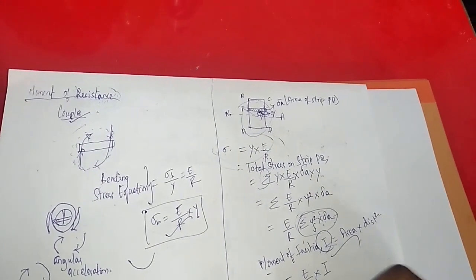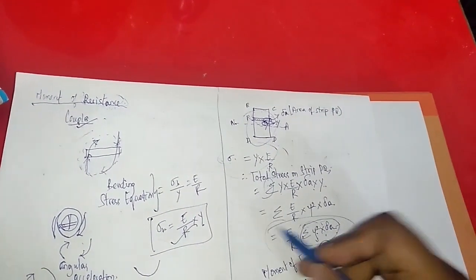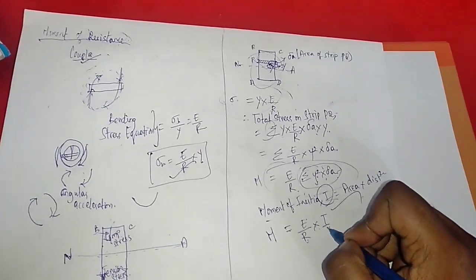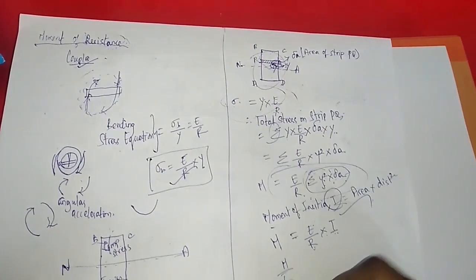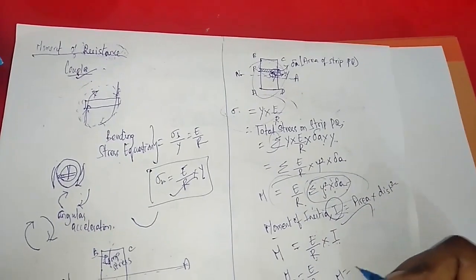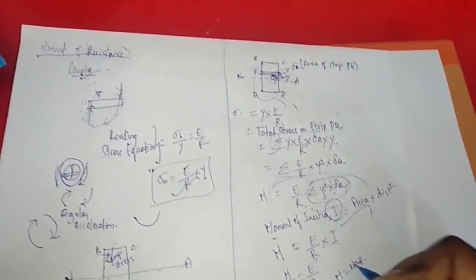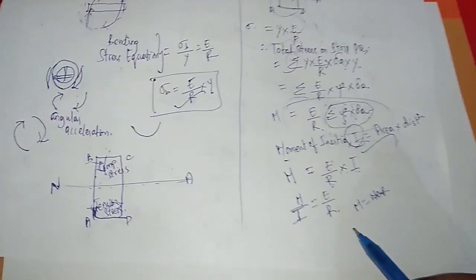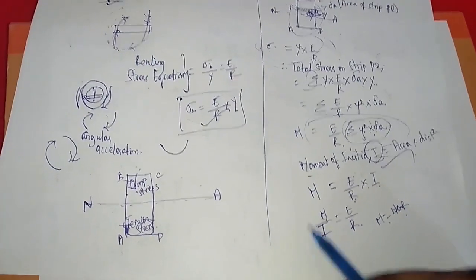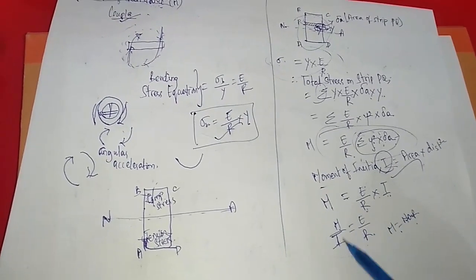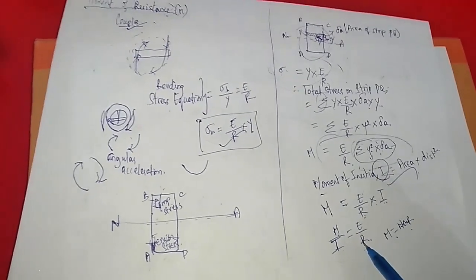So M is equal to E by R into I. For the total moment, we take moment equal to E by R summation of y square into delta A, which is equal to E by R into I. So we can write this expression as M by I is equal to E by R. Here M is the moment of resistance. So we can write M is equal to E by R into I, or M by I is equal to E by R.